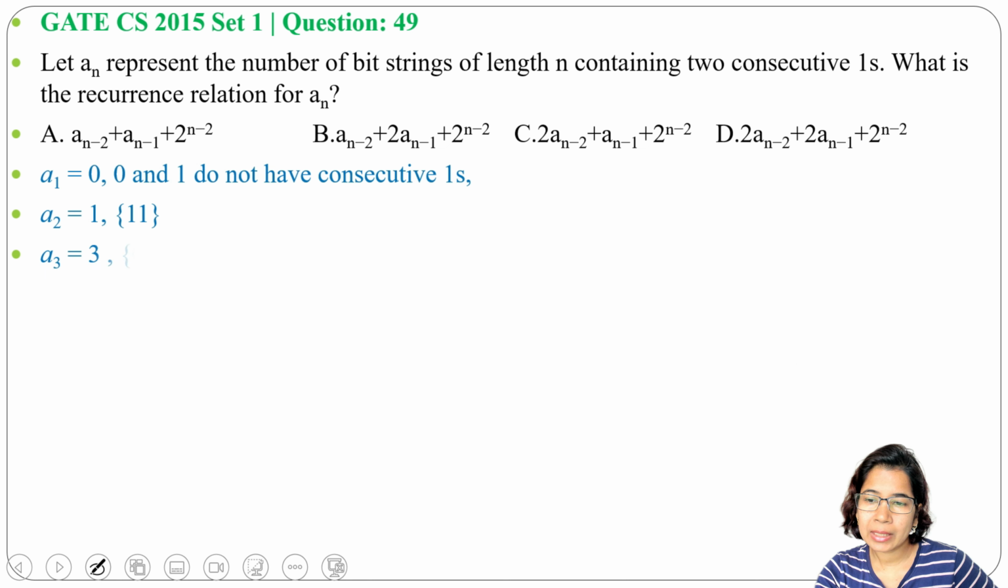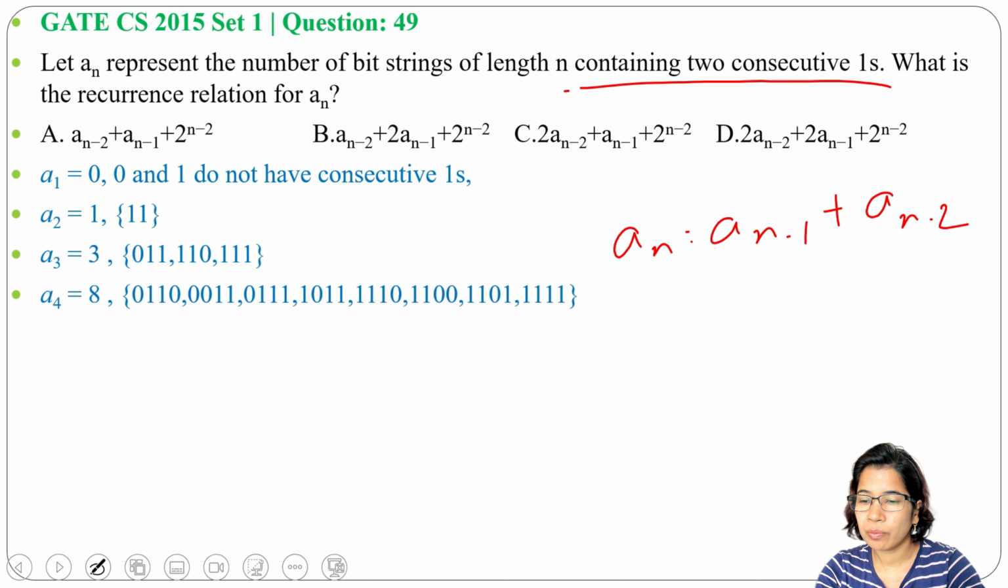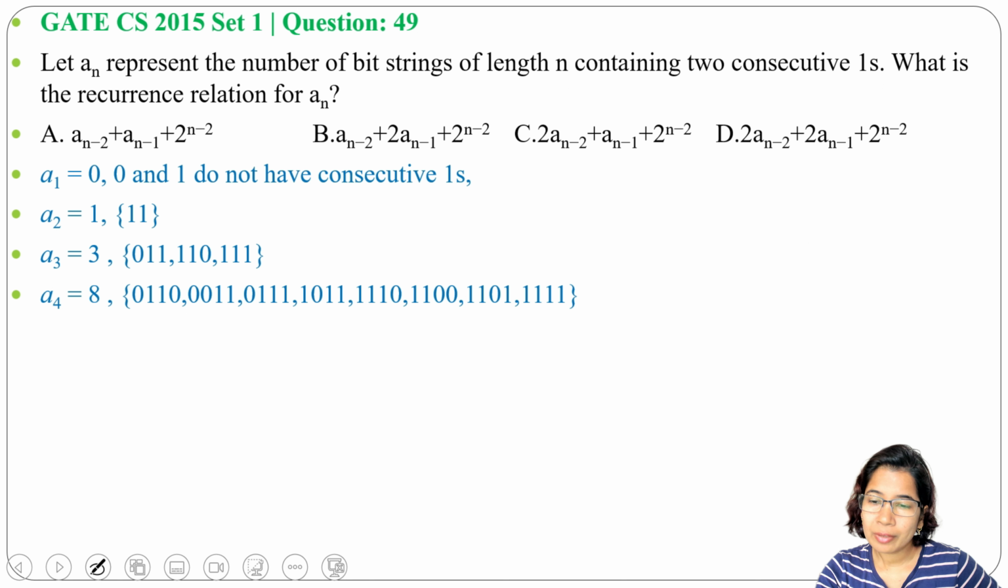So if we see, there is no link between 0, 1, 3, 8. I already solved the opposite of this, like not containing two consecutive 1s. In not containing, there is a link like A(n) equals A(n-1) plus A(n-2). But here, in case of containing two consecutive 1s, there is no link. So what we will do, we'll check option wise. We'll find the A(3) and A(4) values using all the options A, B, C, D, and we'll match whether it is 3 and 8 or not, right?